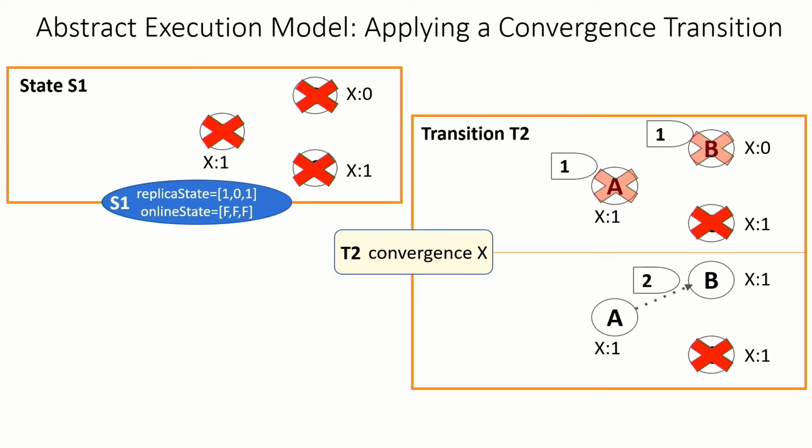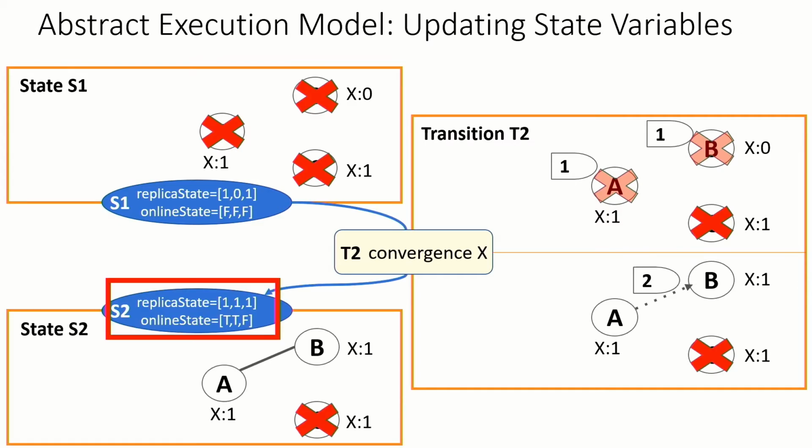In S1, there are also a bunch of enabled transitions. And let's say we pick one of the convergence transition, which represents the scenario where we restart A and B and then let them resync. If we apply this transition T2 to S1, we get to the next state, S2, where replica state is set to 1, 1, 1, which means replica B successfully replicates the second write operation, and all the replicas actually converge. And online state indicates that A and B are online while C remains crashed.